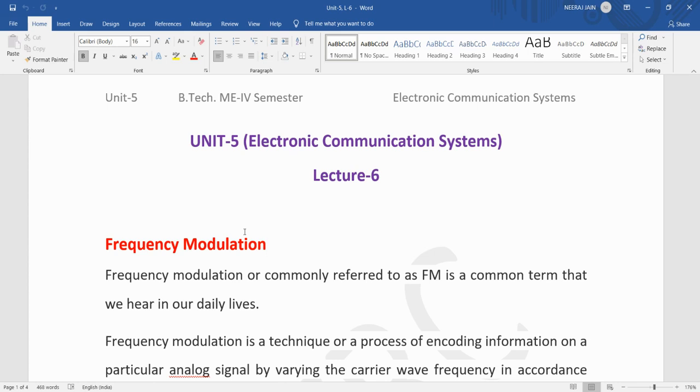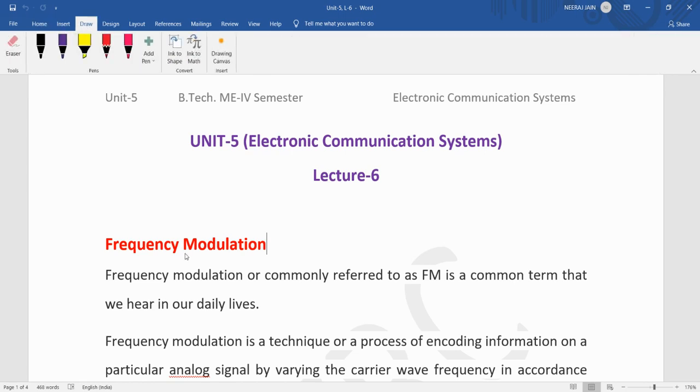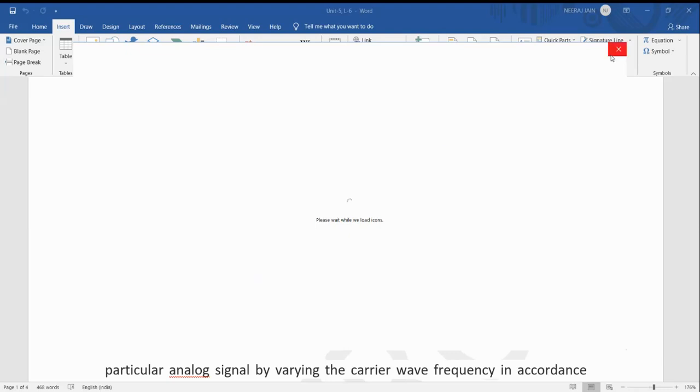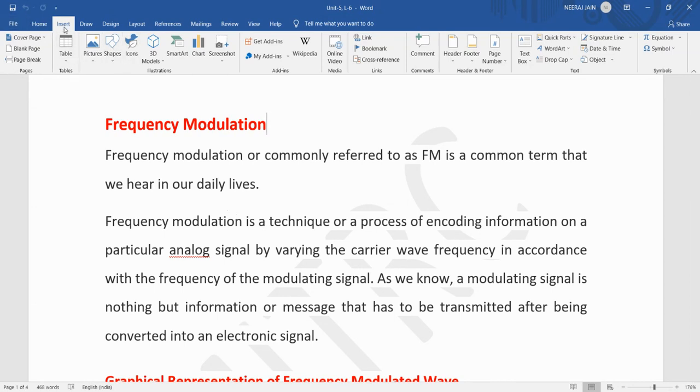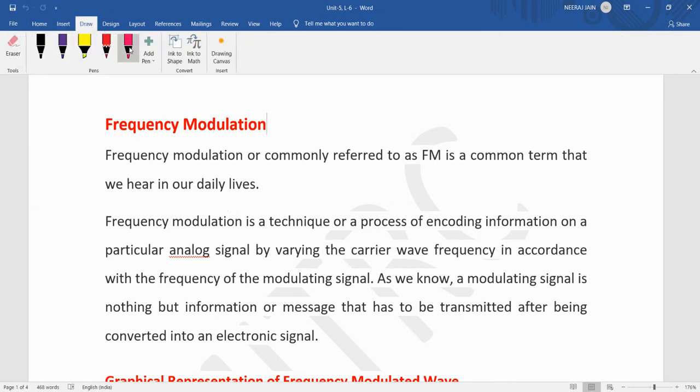Today we are going to discuss the frequency modulation technique. As we know, frequency modulation is important. In the earlier class we discussed amplitude modulation. Modulation is a technique. As we have seen in amplitude modulation, the original message signal amplitude is imposed on the carrier signal. The carrier signal amplitude is varied according to the amplitude of the original signal in the case of amplitude modulation.